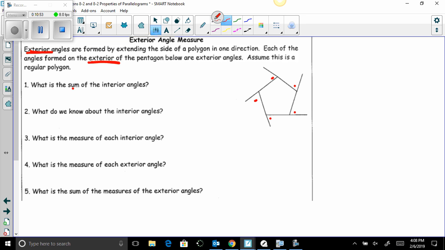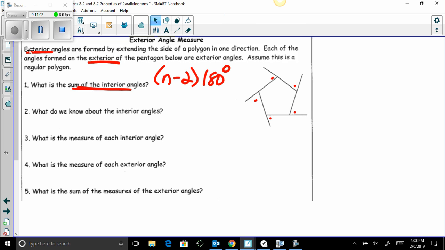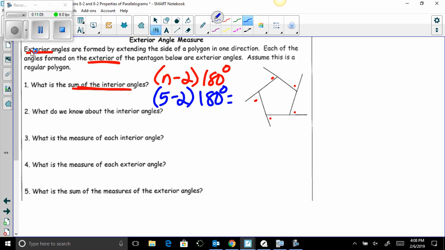First of all, let's find what is the sum of the interior angles. Remember the formula for sum of the interior. N minus 2 times 180 degrees. Where n is my number of sides. How many sides does this figure have? It has 5. So 5 minus 2 times 180 degrees. So what's that going to give me? 3 times 180? Is that calculator? And I'm going to get how many degrees? 540 degrees? So all my angles inside of the pentagon are going to add up to 540 degrees.